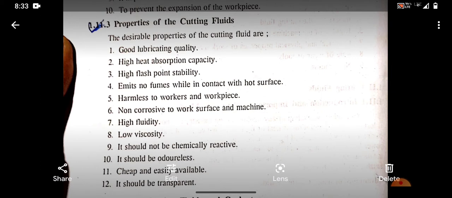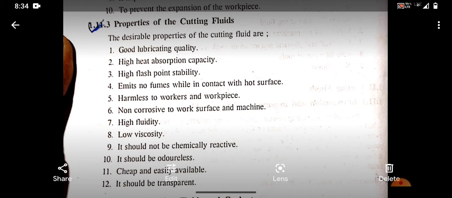Properties of cutting fluid. What are the desirable cutting fluid properties? Good lubricating quality. The cutting fluid should have good lubricating quality, then only you can use that for machining accurate and good quality products. High heat absorption capacity. So cutting fluids have to absorb the heat generated between the tool and the workpiece.